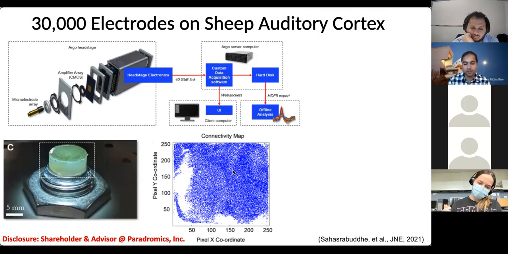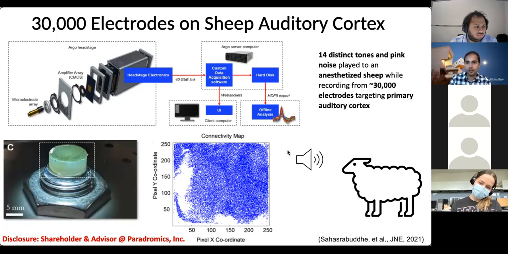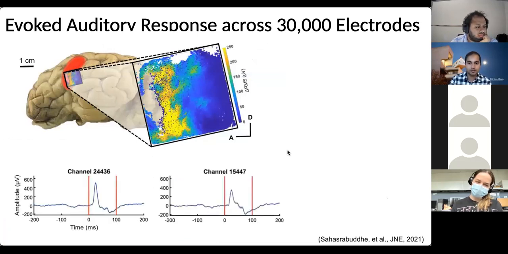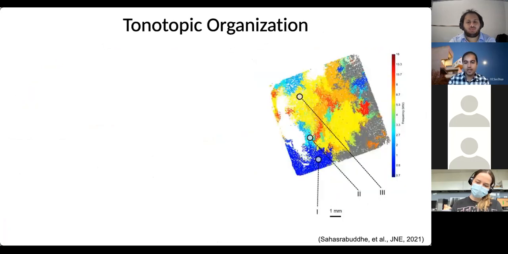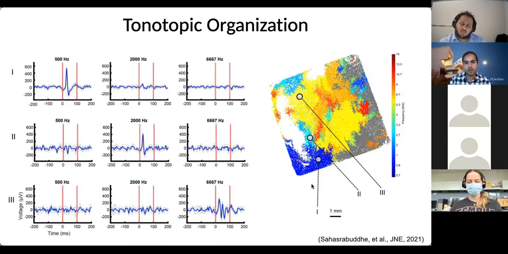So this is showing all of the electrode points in space. You can see there's some gaps, there's differences in density. Just be aware of that as we're looking at the data. We measured in sheep, played sounds, similar to the human, different tones. We could record the response across those 30,000 electrodes. We get auditory evoked potentials. We can see those potentials across all of those electrodes. And then we can repeat a similar exercise that I showed you before with the smaller grids in human. In the sheep, we could see tonotopic organization as we'd expect in primary auditory cortex.